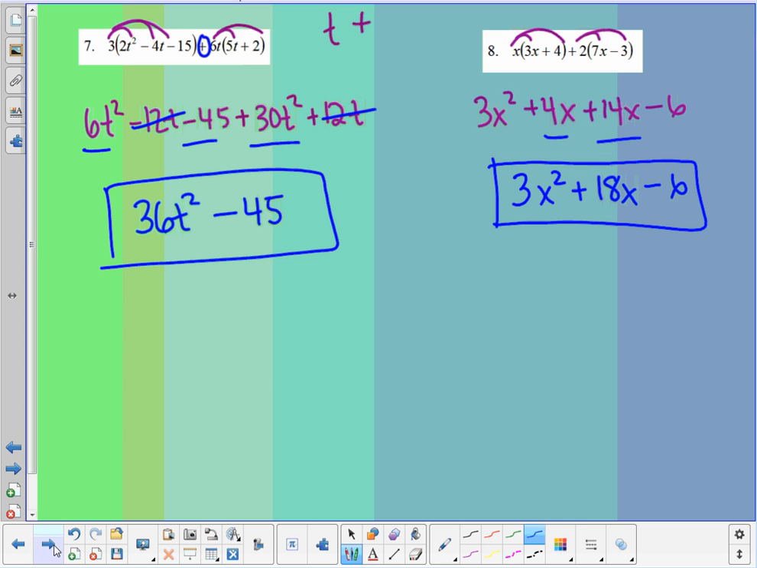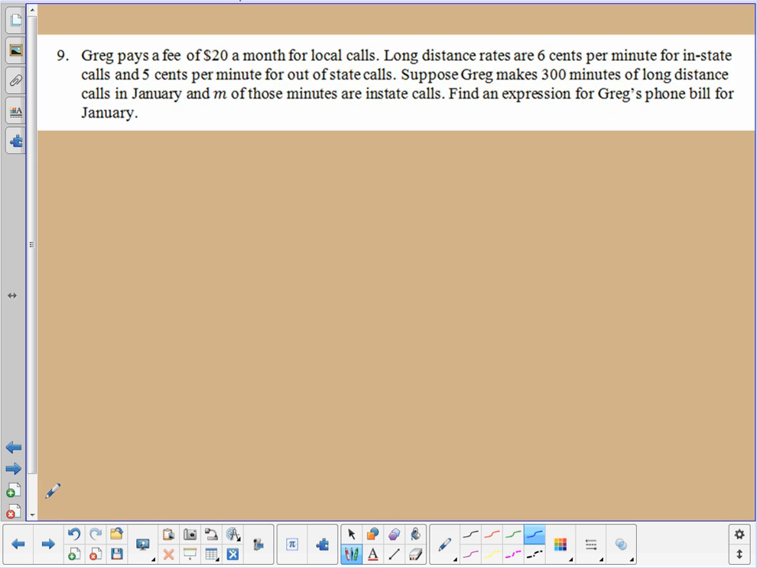That is my simplified expression. Okay, a couple of word problems to look at at the bottom here. In number 9, it says Greg pays a fee of $20 a month for local calls. Long distance rates are 6 cents per minute for in-state calls and 5 cents per minute for out-of-state calls. So suppose Greg makes 300 minutes of long distance calls in January and M of those minutes are in-state calls. Find an expression for Greg's phone bill in January.